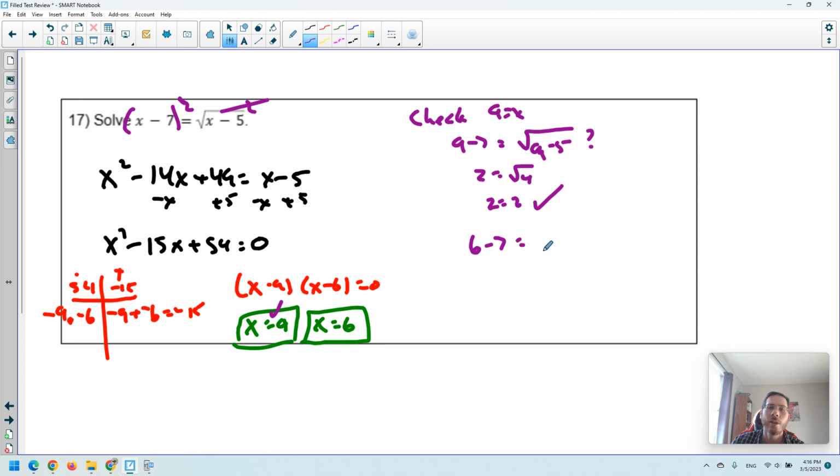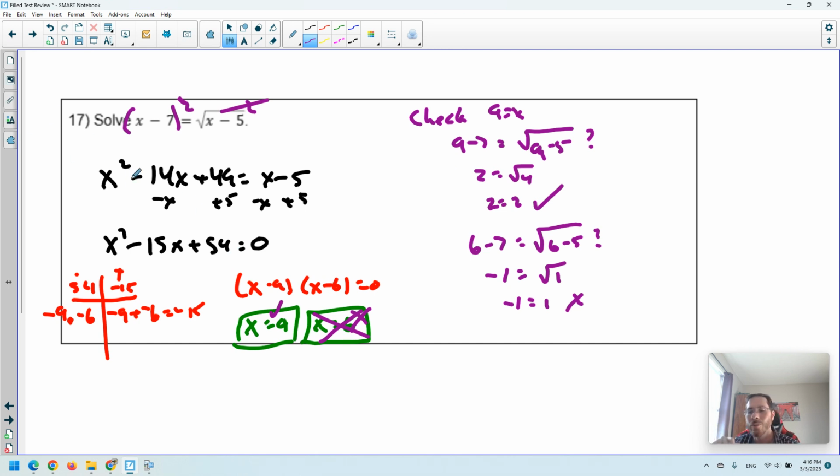6 minus 7 equals square root 6 minus 5. That's negative 1 equals square root 1. We get negative 1 equals 1, which is not good. So we're going to get rid of 6. 6 is extraneous, so we're just going to go ahead and cross that fully out. The only answer here is going to be 9.